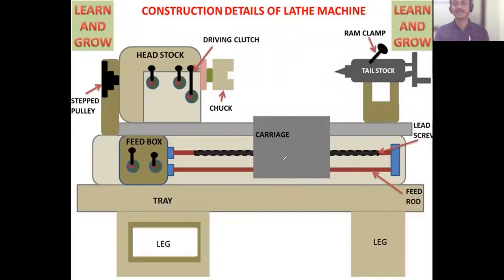Now here is the carriage. On this carriage, this one is the wheel. This wheel is the hand traversing wheel. By using that wheel, the carriage can move towards left or towards right.